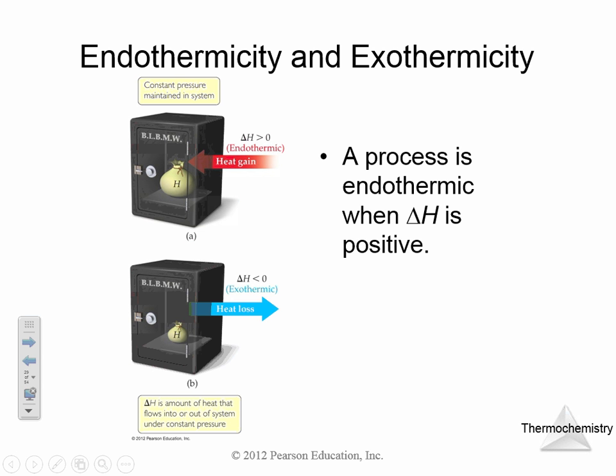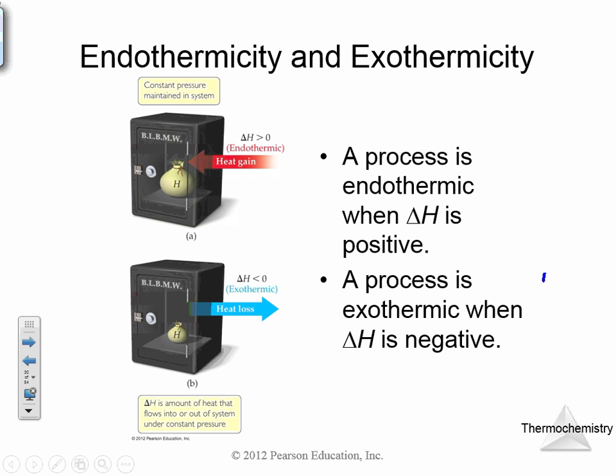So, real quick here, we talked about endothermic and exothermic in 5.1. We can review again. A process is endothermic if change in H is positive. Likewise, if change in H is negative, it's exothermic. You are going to want to remember those processes for the remainder of the year. When change in H is positive, it's endothermic: heat is entering the system. And when change in H is negative, it's exothermic: heat is exiting the system.